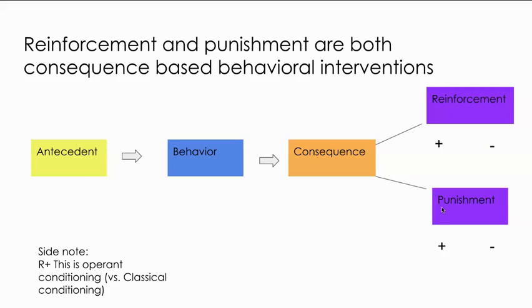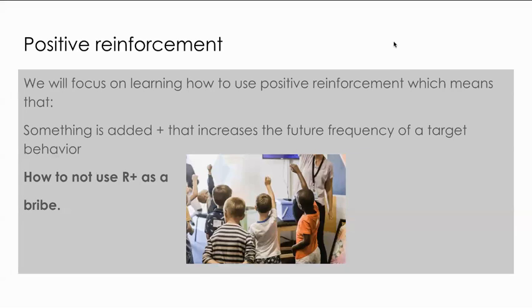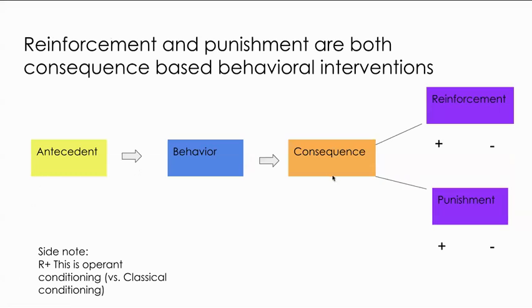On this visual, you can also see that punishment also lives in this consequence phase of the three-term contingency as well. In this slideshow, we're just going to be talking about the use of the intervention positive reinforcement. When we think about positive reinforcement, this little note says something is added that increases the future frequency of a target behavior. So going back to this slide of the three-term contingency, positive reinforcement, here's that little plus symbol, is something is added.